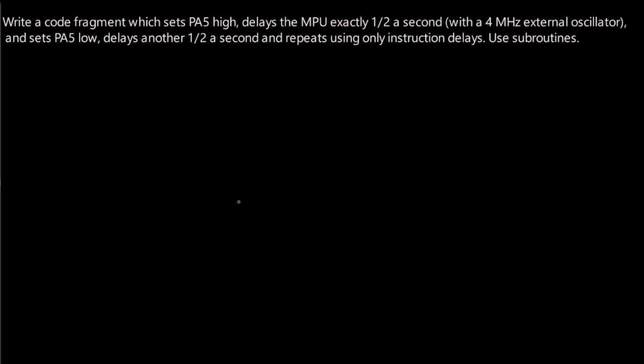The question is asking: write a code fragment which sets PA5 high, delays the MPU exactly half a second with a 4 megahertz external oscillator, and sets PA5 low, delays another half a second and repeats, using only instruction delays. Use subroutines. Okay, now let's see how to do that. Here, the provided XTAL is 4 megahertz.